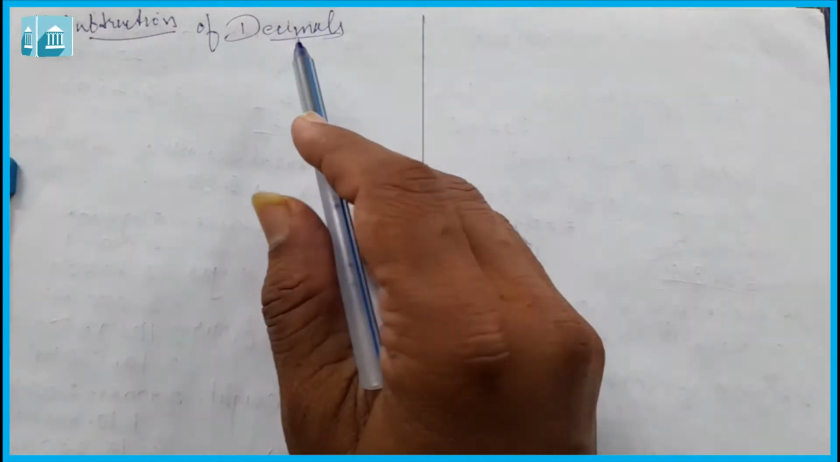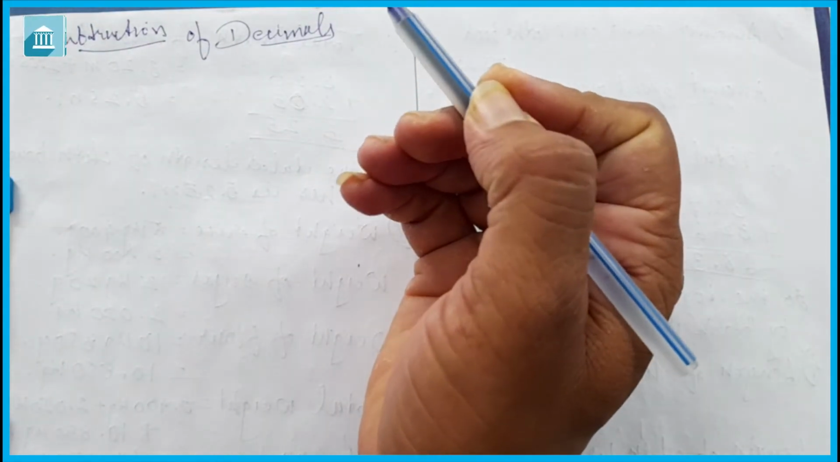Dear students, in the last session we learned about addition of decimals. Today we are going to learn about subtraction of decimals. Subtraction of decimals can be done the same way as we did addition of decimals. For example, let us see.